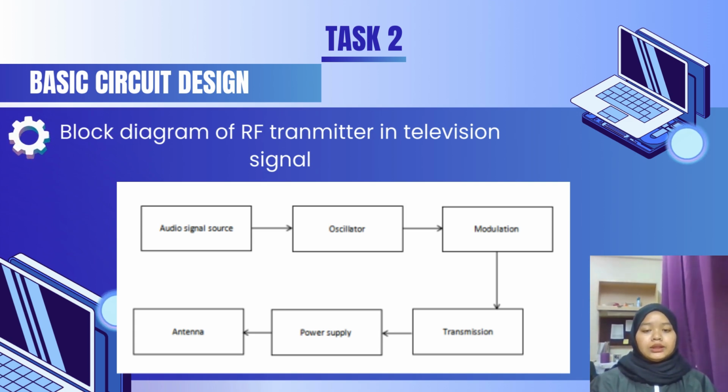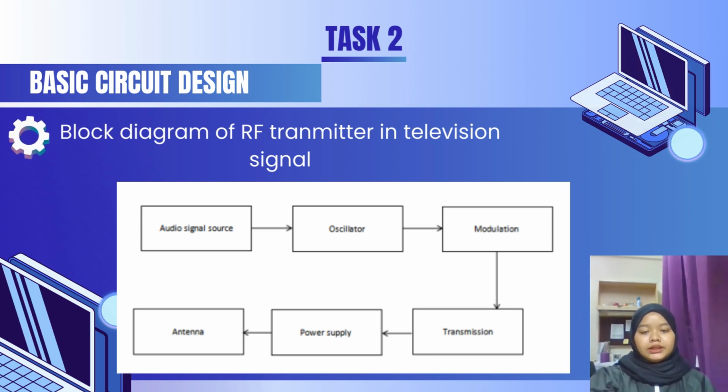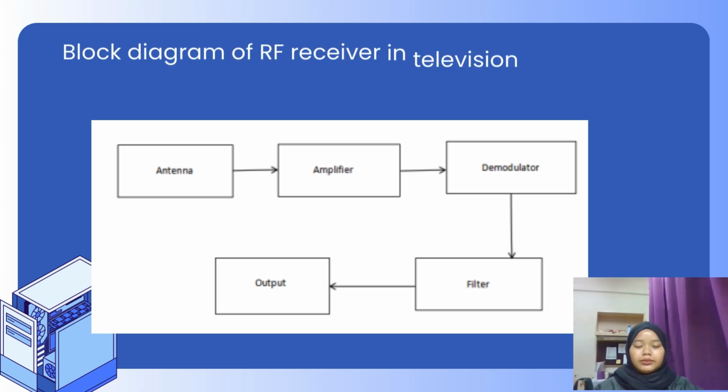The antenna also transforms the electrical signal produced by the transmitter into an electromagnetic signal. This process enables the transmission of audio information over distance. The next diagram illustrates the RF receiver signal process in a television system. The antenna captures incoming electromagnetic signals and converts them into electrical signals.